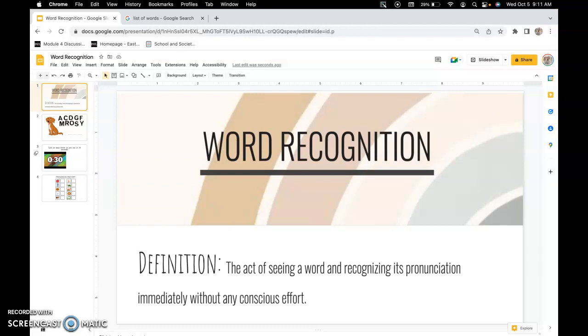Word recognition is the act of seeing a word and recognizing its pronunciation immediately without any conscious effort. So if a student sees a word, they don't sit there and stare at it forever trying to figure out how to sound it out or what it means. They can just see it and immediately know what it means. That is word recognition.